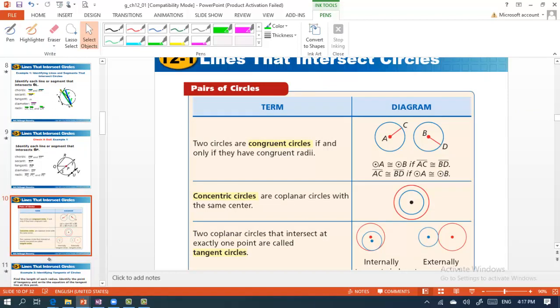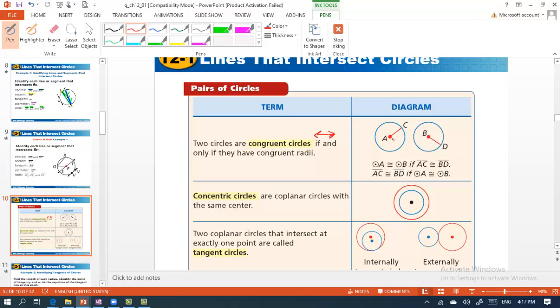Now for the next part, we have this diagram. We are defining things. What's the meaning of two congruent circles? Two circles can be congruent if and only if, which means we have two directions, they have congruent radii. Good, super.